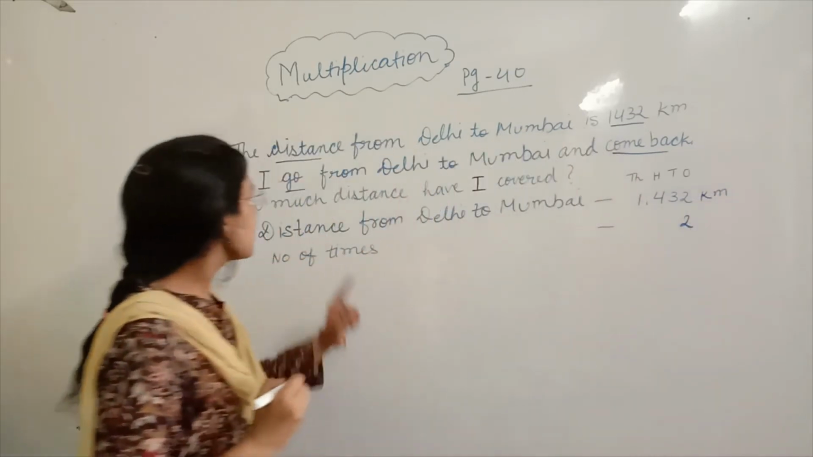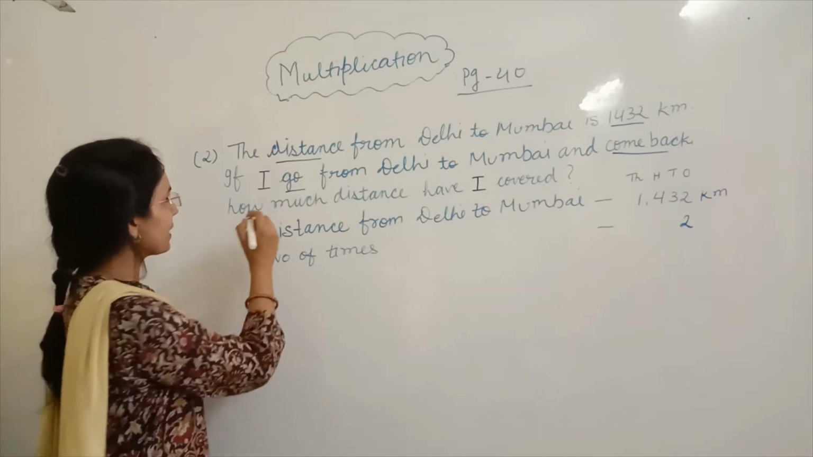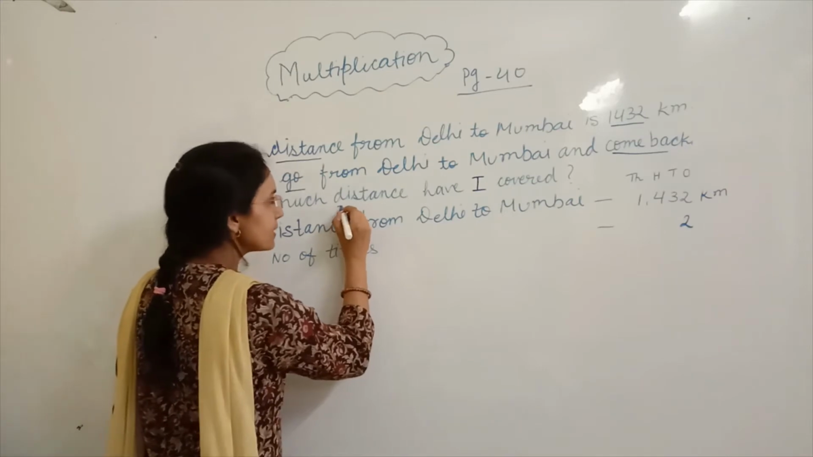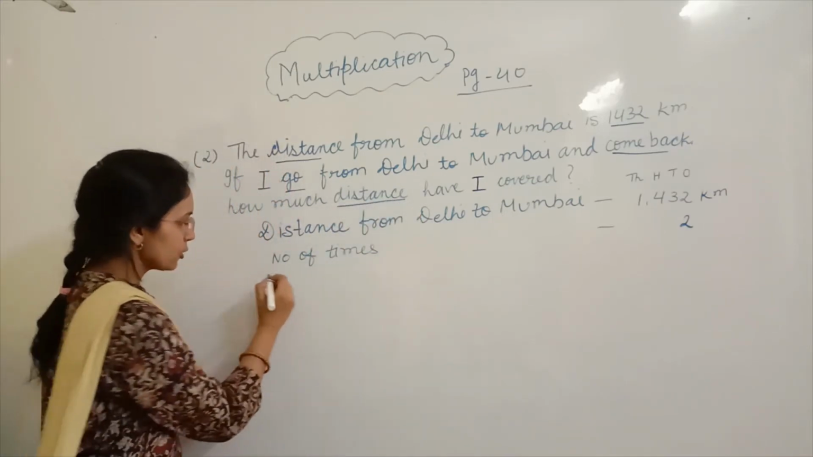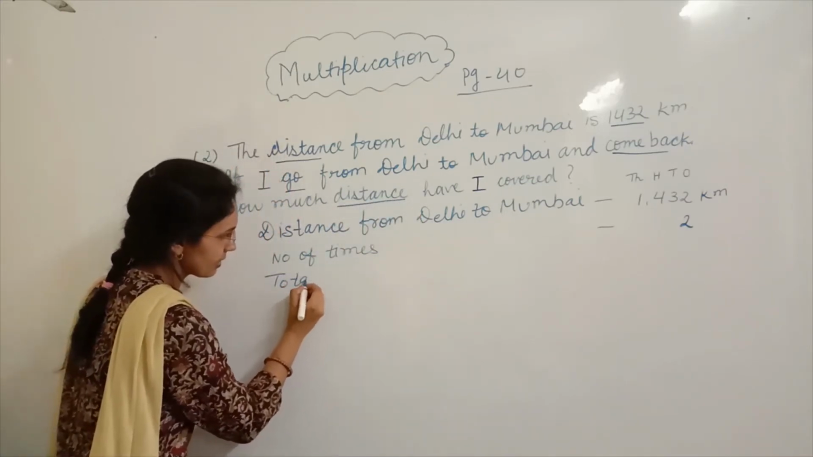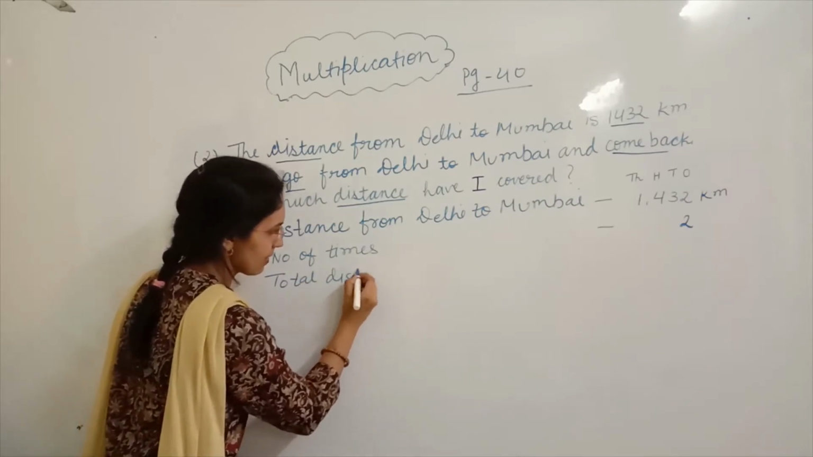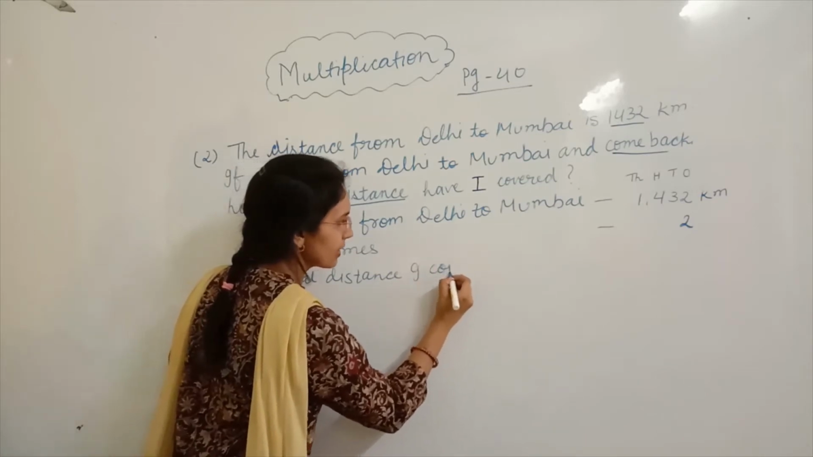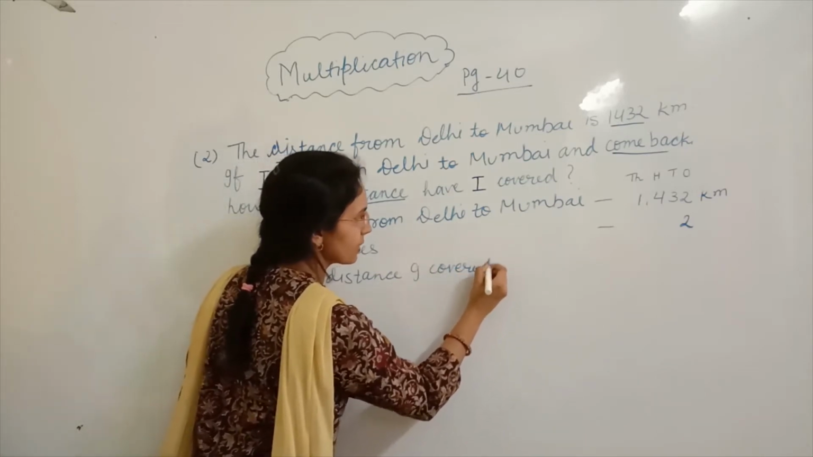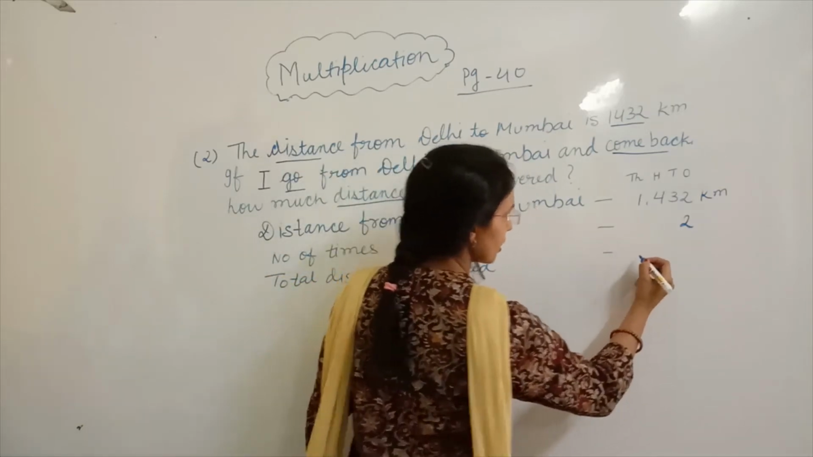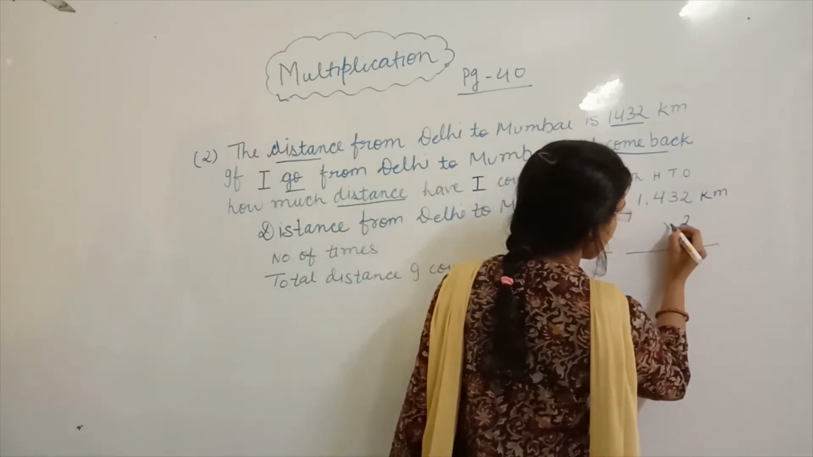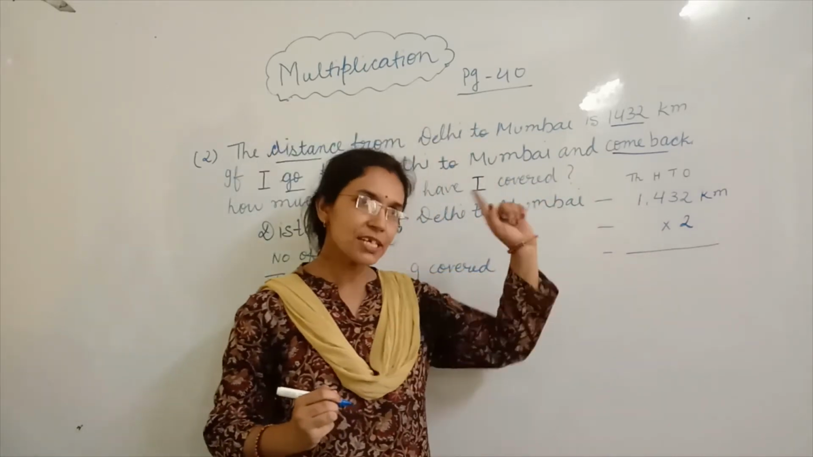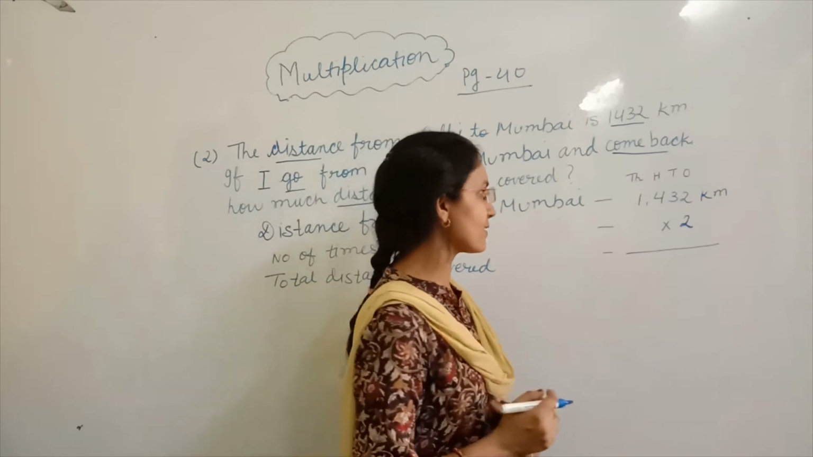unit. Now your next statement is, just pay attention on your keyword, how much distance have I covered. This is your keyword. So total distance I covered. So we'll multiply.